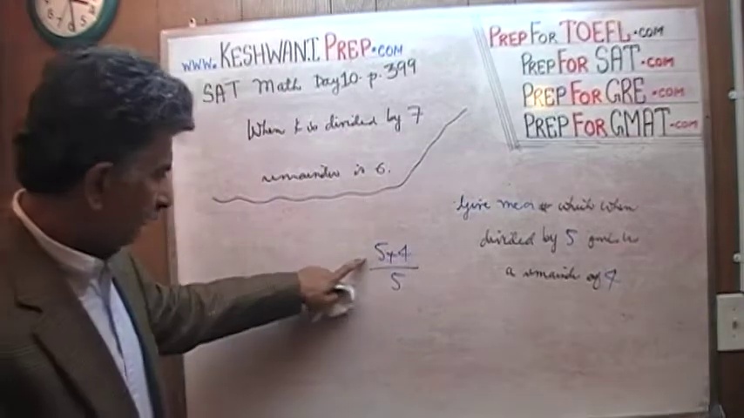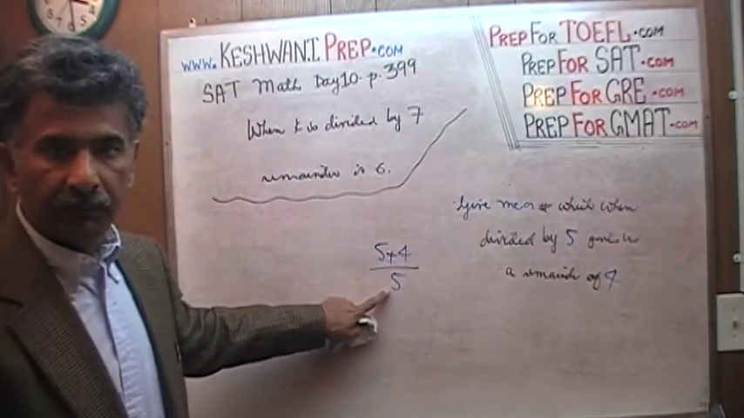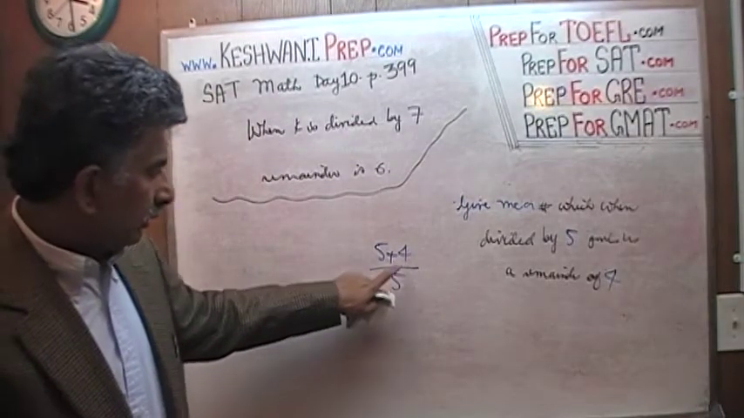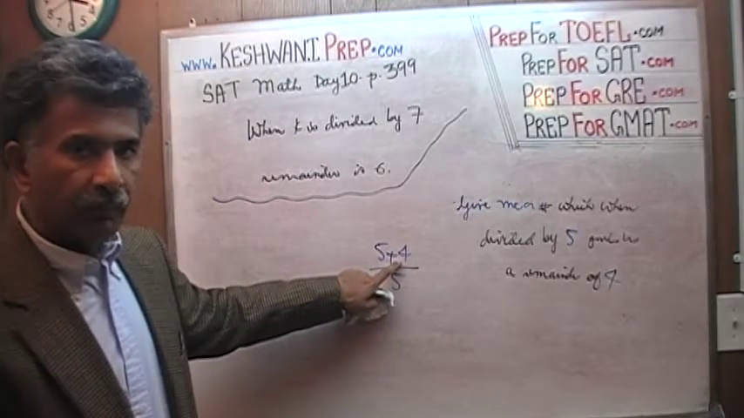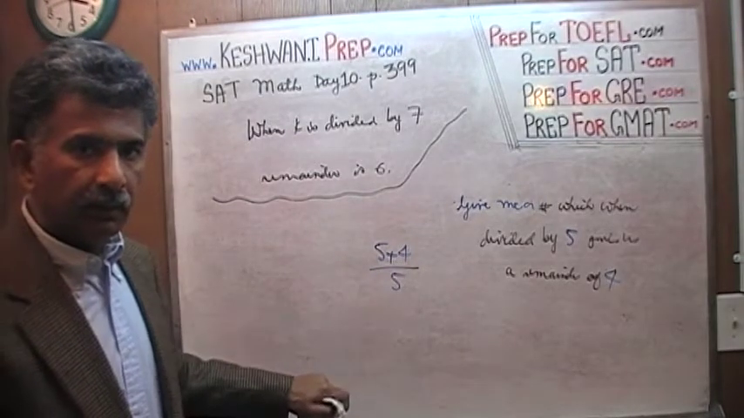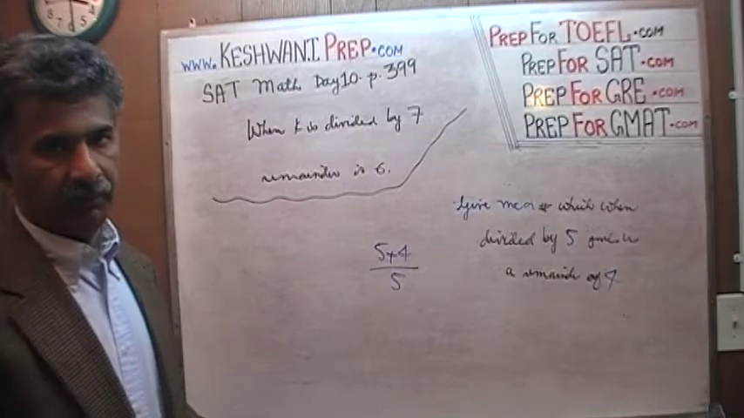Because again, we know 5 goes into 5 one time. So if you were to add 4 to it, that will give us a remainder of 4.